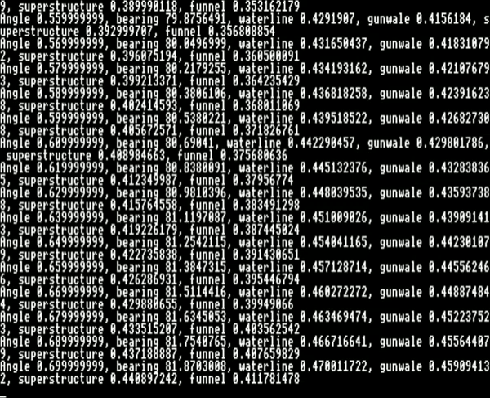At 0.69, really. 0.69 was the first position where the funnel was invisible, and 0.61 for the superstructure.